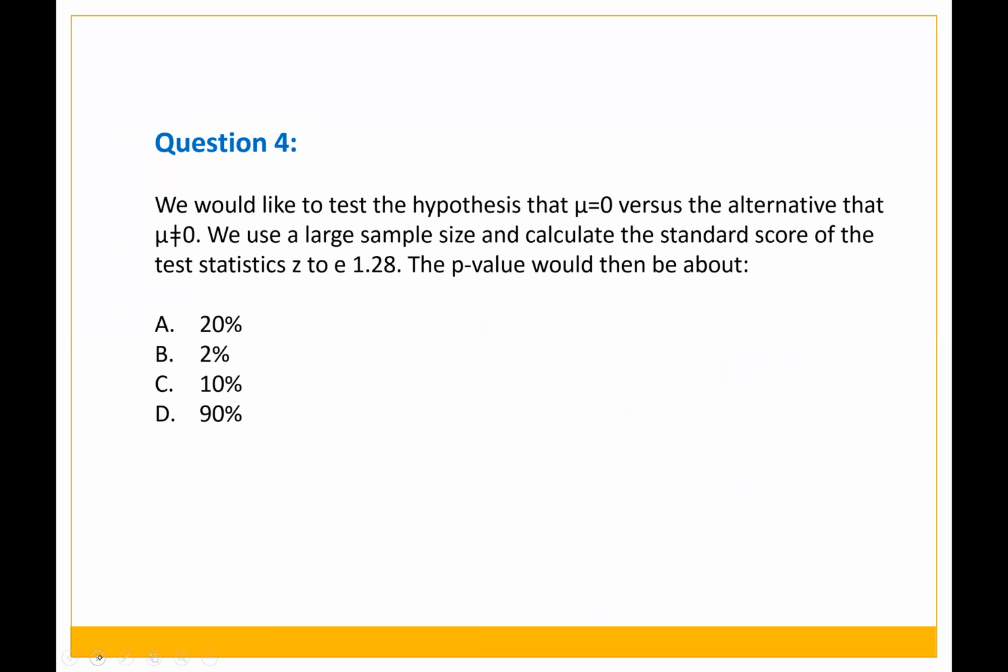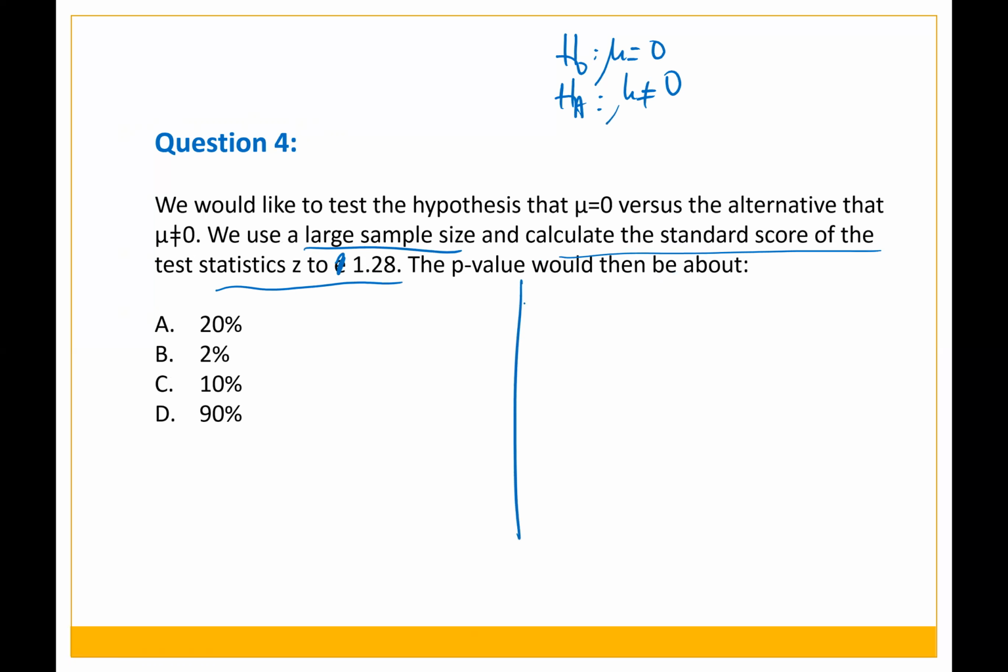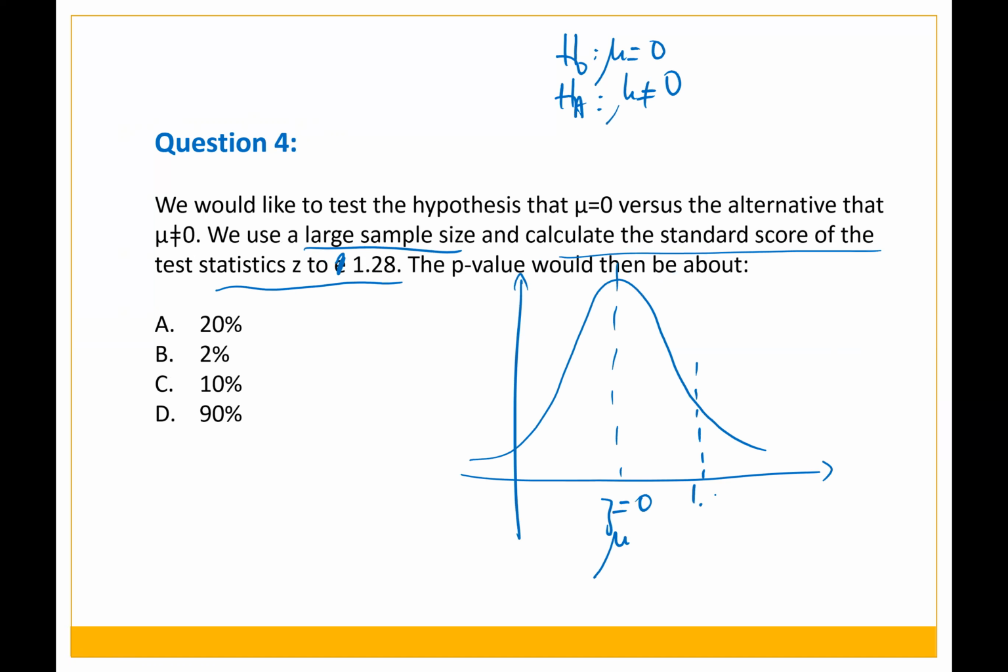Now similarly for question 4, it's asking if we want to test the hypothesis that mu is equal to 0, and the alternative is mu is different from 0. We use a large sample size and calculate the standard score of the test statistic to be z equal to 1.28. So this is your normal approximation. This is where you have z equal to 0 and your population average is equal to the population mean. Here is 1.28. So we're looking for the probability. Look at it here. This is a two-sided test.